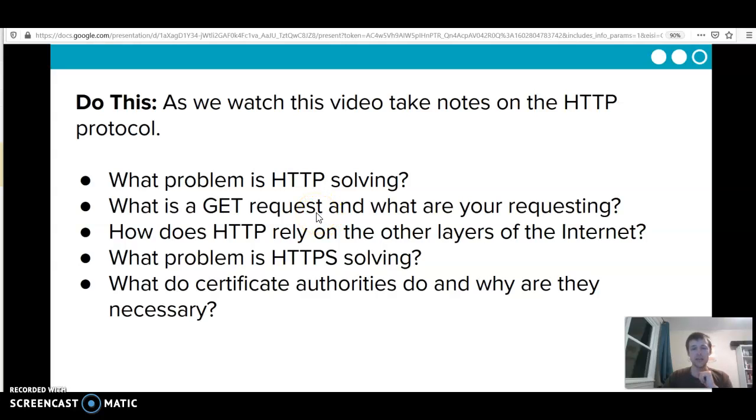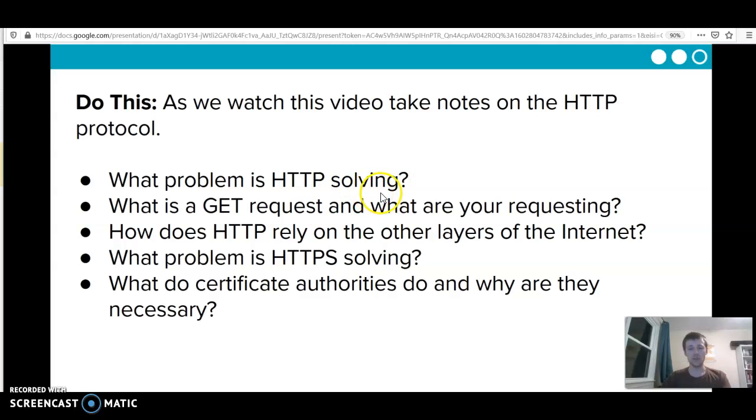Next, we talked about HTTP. HTTP is the method through which we actually retrieve information such as a web page. It stands for Hypertext Transfer Protocol. The problem it's solving is that we need a standardized way for computers to ask each other for information and for that information to be sent back to us. So this is essentially the protocol that determines what format those requests and those responses take.